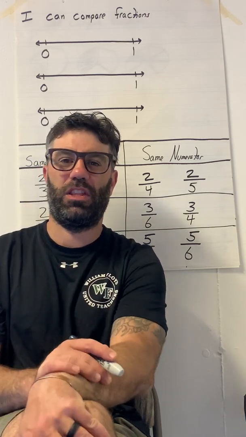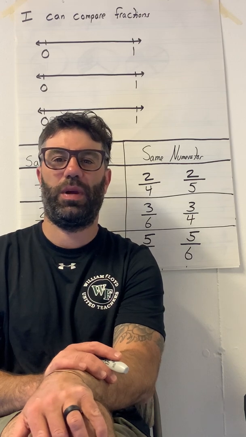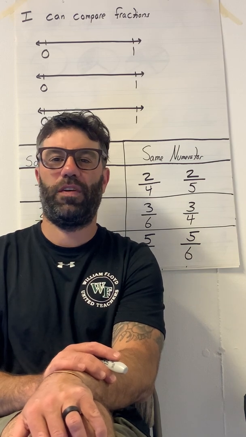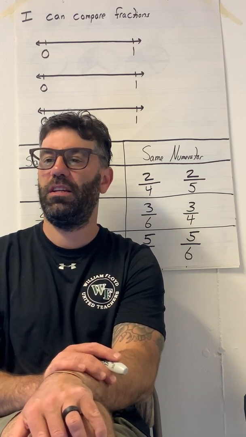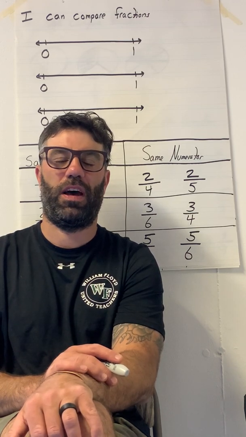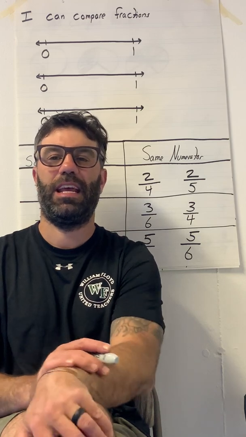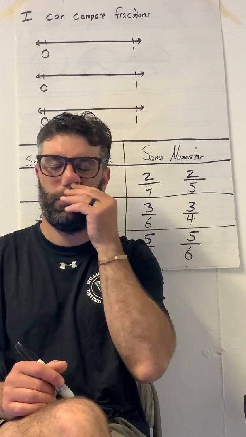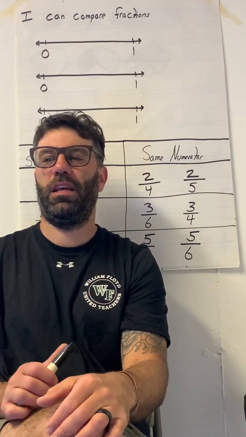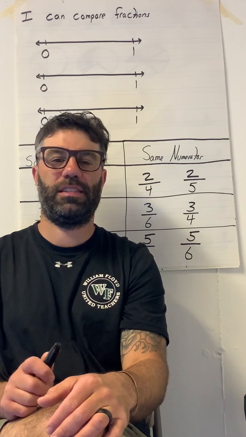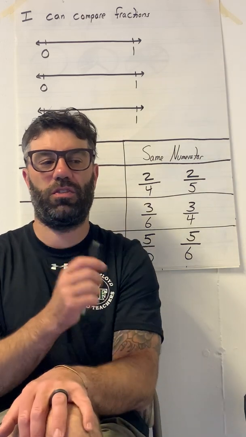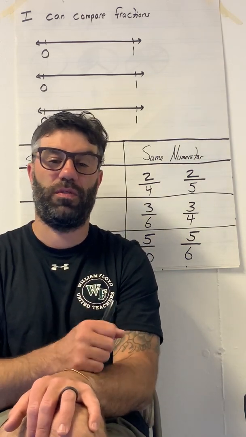Nines: 9, 18, 27, 36, 45, 54, 63, 72, 81, 90, 99, 108. Tens: 10, 20, 30, 40, 50, 60, 70, 80, 90, 100, 110, 120. Elevens: 11, 22, 33, 44, 55, 66, 77, 88, 99, 110, 121, 132. Twelves, ready. 12, 24, 36, 48, 60, 72, 84, 96, 108, 120, 132, 144. Here's 12, there's 12, now no times 12.